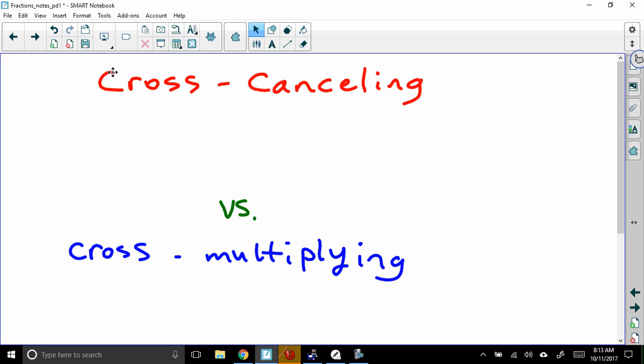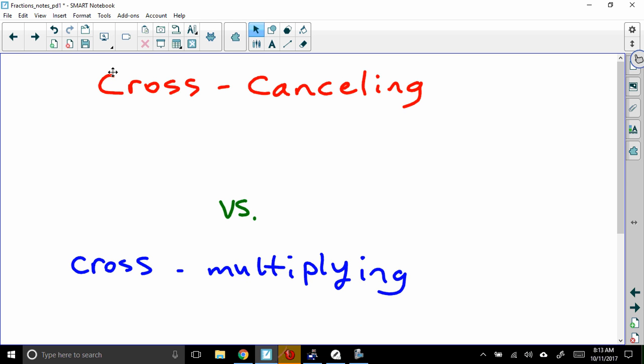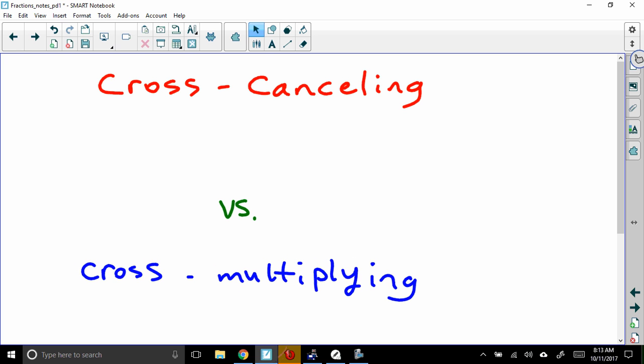And when we're multiplying and dividing fractions, cross-canceling comes up, cross-multiplying should not. There's a nasty shortcut that some people have shown students when it comes to dividing fractions, and they actually do this cross-multiplying, and I don't like the shortcut. I'll show you what it is and why it's bad.